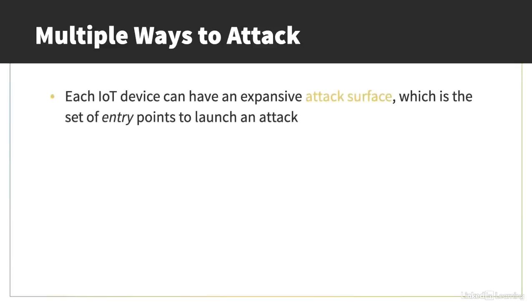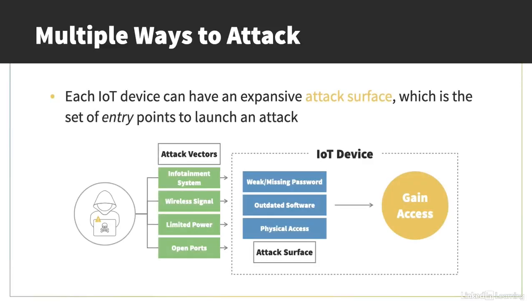Each IoT device can have an expansive attack surface, which are entry points where we can launch an attack. The attack surface can include things such as weak or missing passwords, outdated software, or physical access to the device.